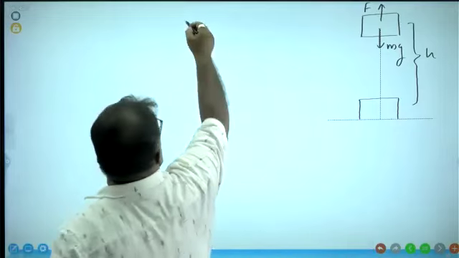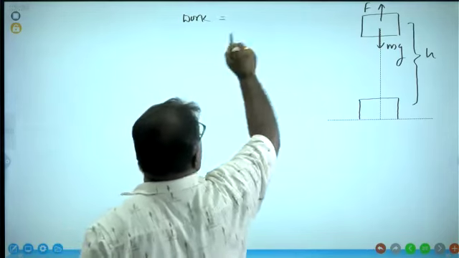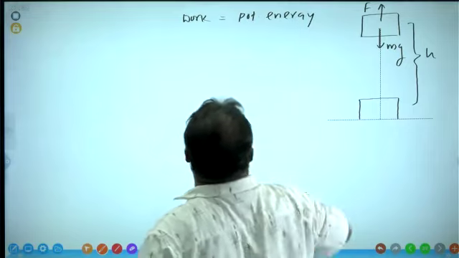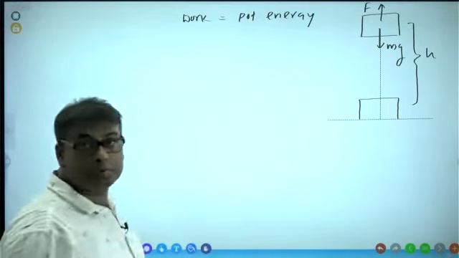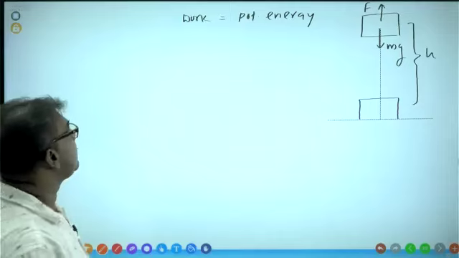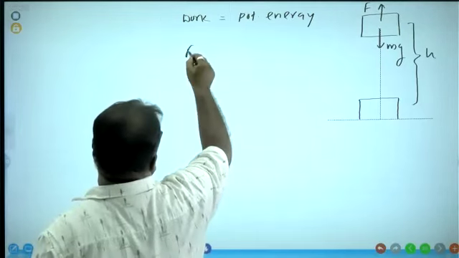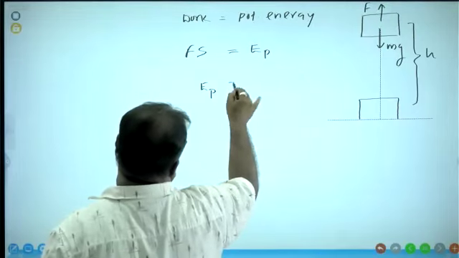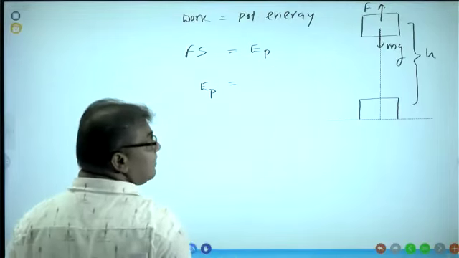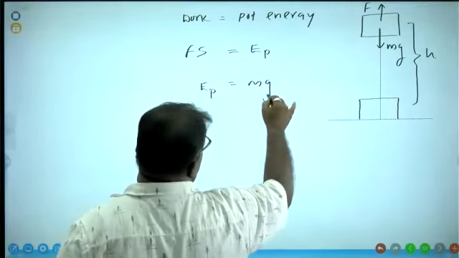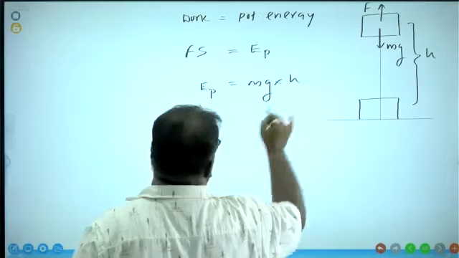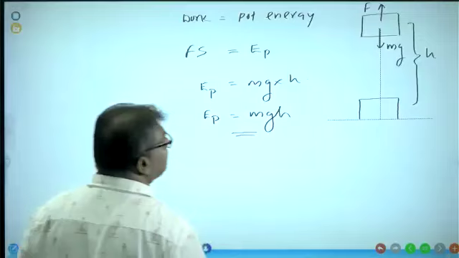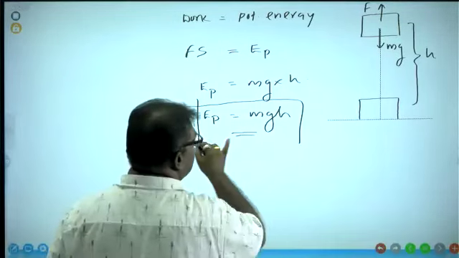Right, then work done will be converted to potential energy, mechanical energy conversion. Work done is Fs, equal to potential energy EP. Then EP becomes the minimum force needed to drag this mass upward, equal to mg. s is through the height of h. Then potential energy becomes mgh. Can we complete this one? This is also a standard equation.